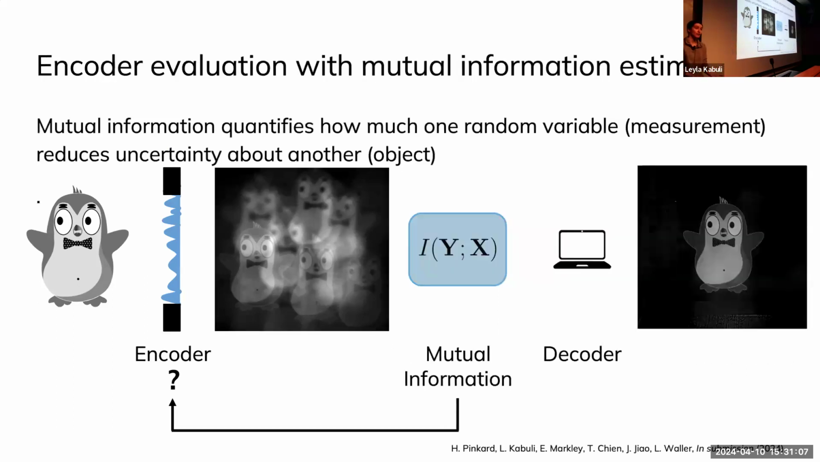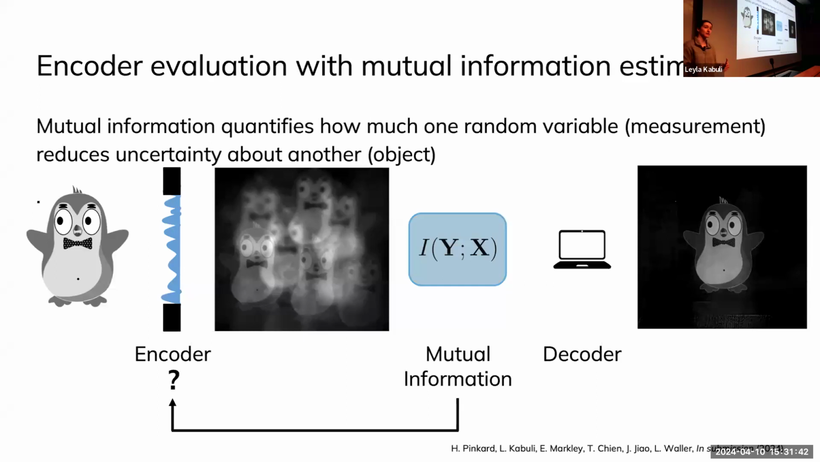So this brings us to an alternative we've proposed for encoder evaluation. We developed a framework that uses information theory to compare encoding systems based on objects and encoders. And we do this with something called mutual information estimation. I'm going to try to give you a high-level explanation of that. Mutual information is a concept from information theory that quantifies how much observing one variable, the sensor measurement, can reduce uncertainty about another variable, your object.